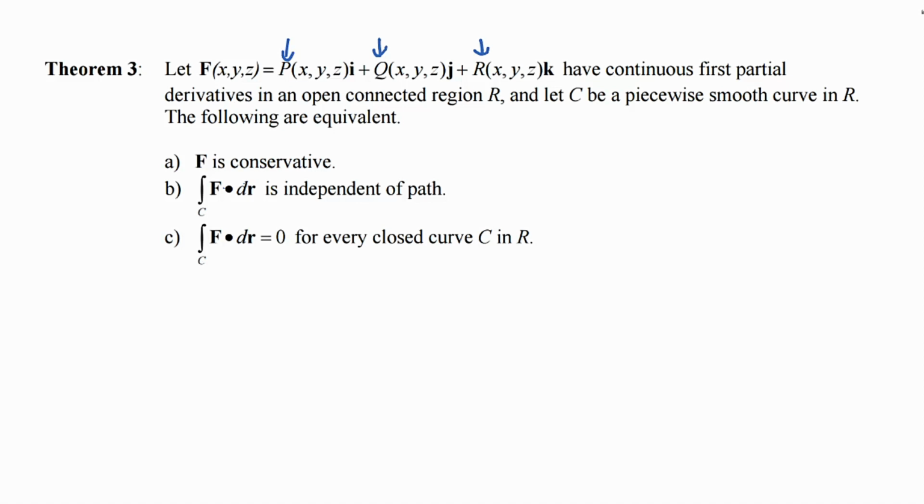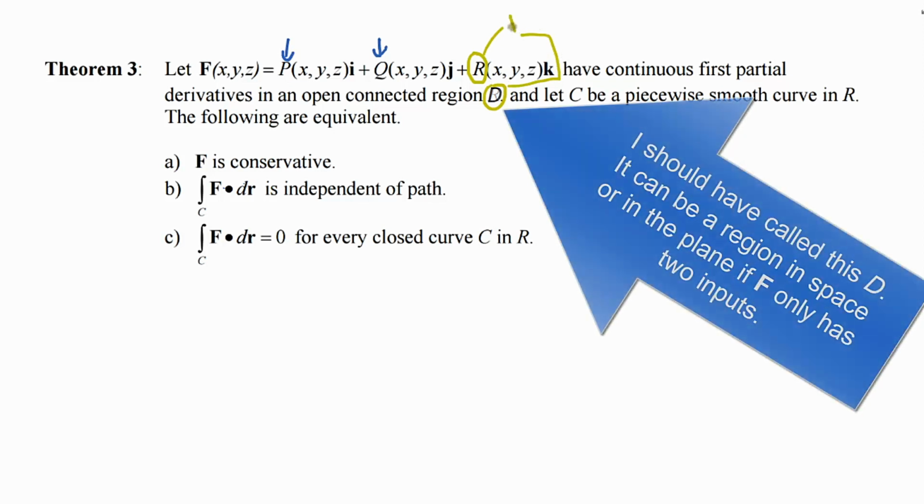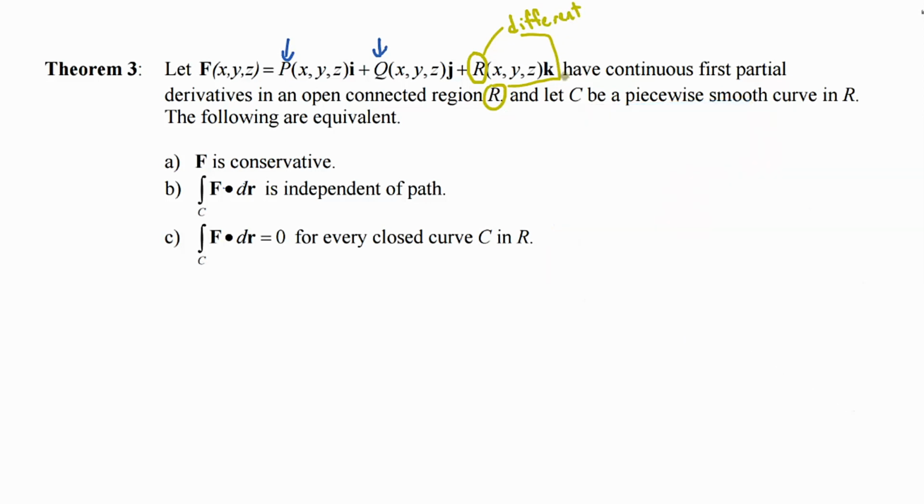P, Q, and R have to have continuous first partial derivatives in an open connected region R. And let C be a piecewise smooth curve in R. Connected just means, you know what open means, connected just means that between any two points, you can make a path between them, a curve.